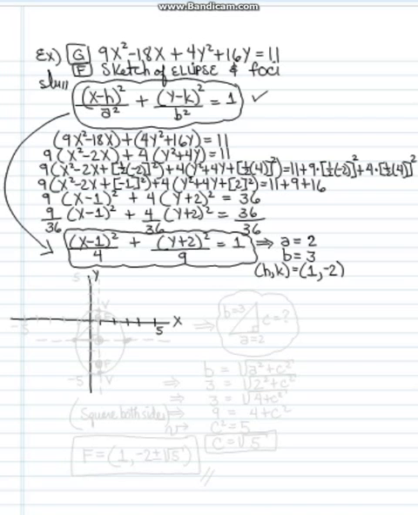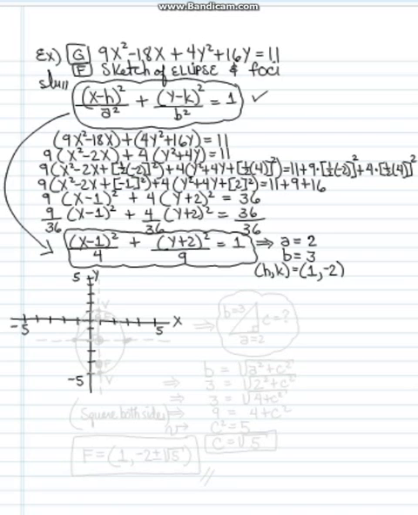Let's go 5. And then let's go the other direction, 5: 1, 2, 3, 4, negative 5. Let's go up 5: 1, 2, 3, 4, 5. And let's go down 5: 1, 2, 3, 4, 5. Okay, it's not perfect, but that'll do.